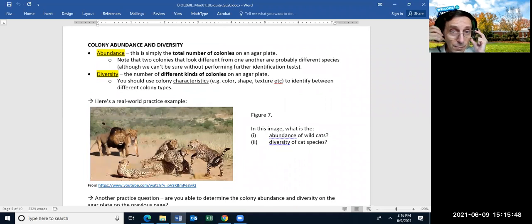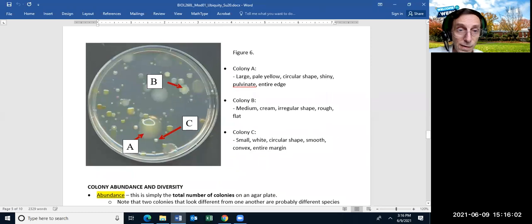Diversity is the number of different colonies on the plate. We can't be entirely certain of the diversity because when we look at colonies, it looks like that colony is the same colony as that colony.